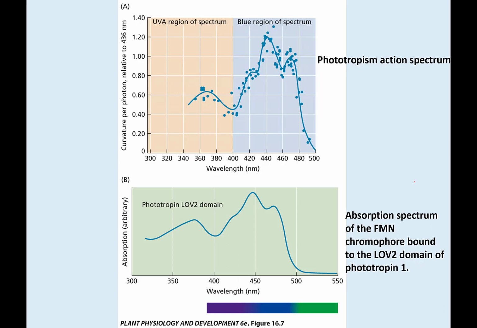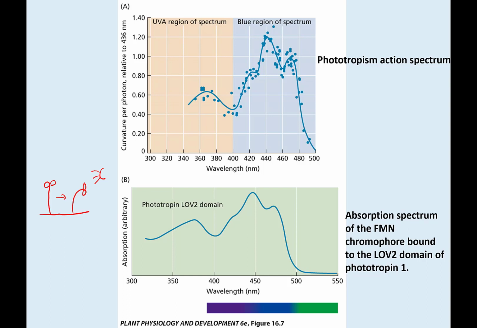Here is another action spectrum, and this is for a response that's not mediated by phytochrome. This is phototropism. And if you remember, when a seedling germinates, if it is exposed to light, it will bend towards that light. Okay, so that is phototropism.